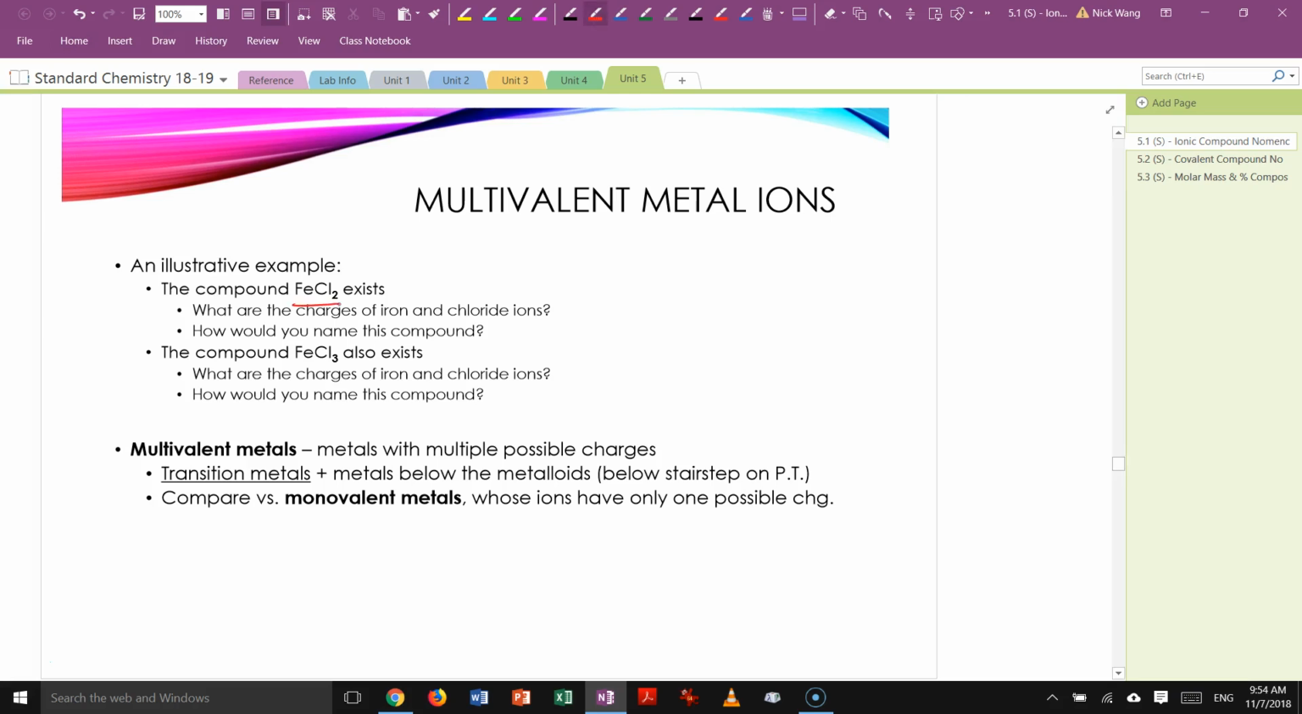FeCl2 and FeCl3. So FeCl2, this is a compound that's been known to exist. And so one thing that they're going to ask you to do to start off with anyway is to identify what the charges are for the two ions present. As always, the metal is first and the nonmetal second, or the cation first, the anion second.